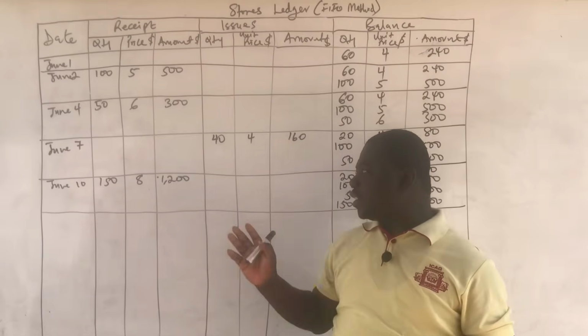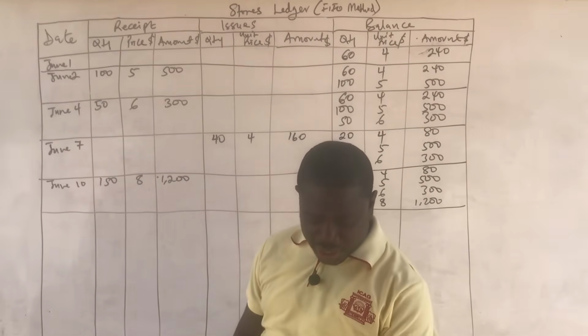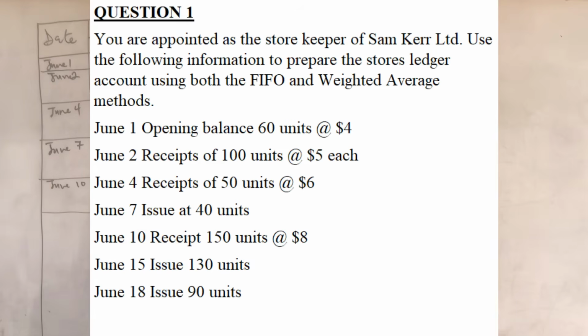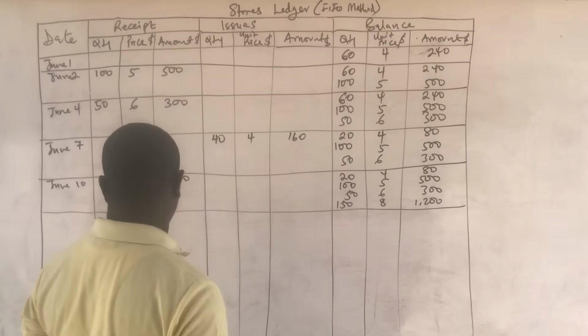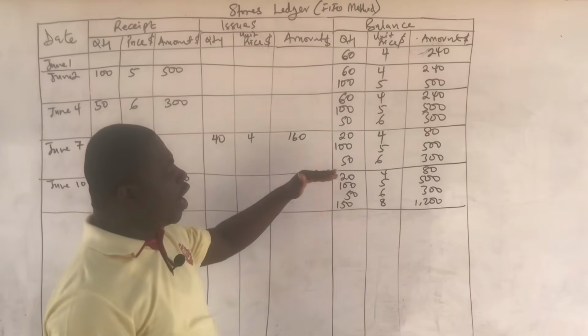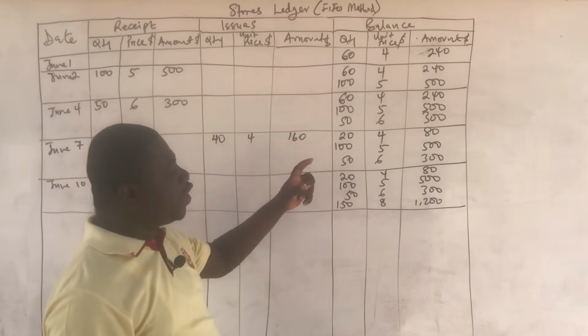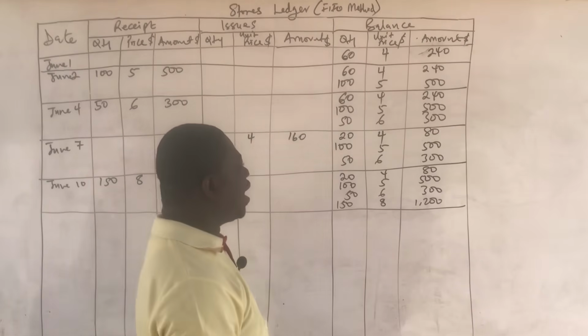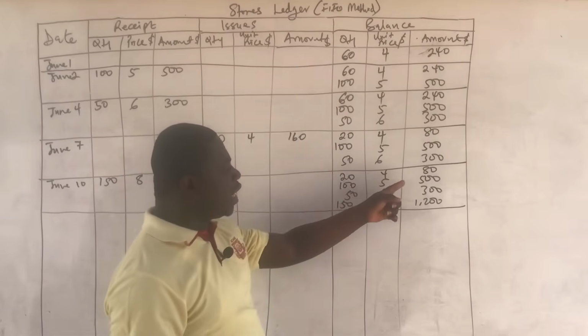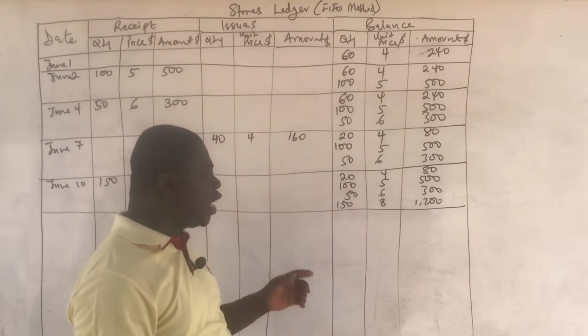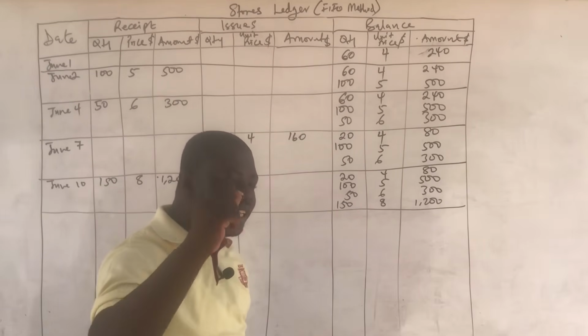Alright, so this is the way to go. Now let's look at the next transaction. June 15, we issued out 130 units. Which price are we going to issue out? We have 4 different inventories in stock at the balance column. We have 20 at 4, 100 at 5, and so on. They are all at different prices. We are issuing out 130.